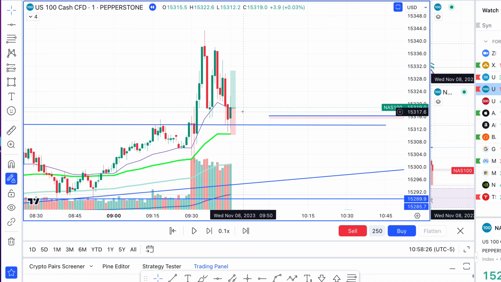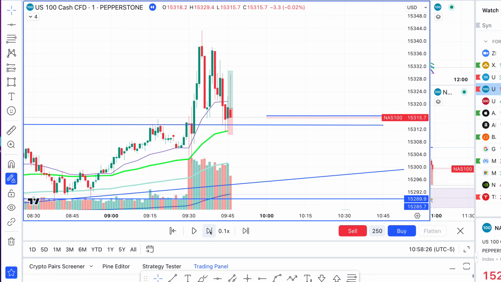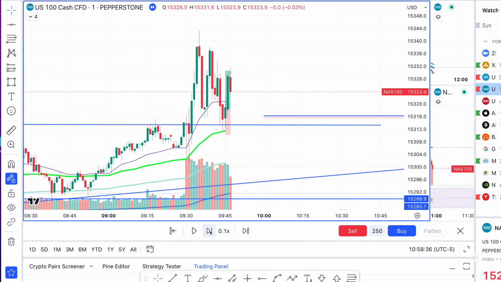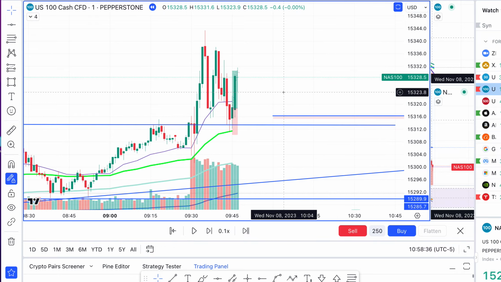Okay, so I bought it here, and I rode it up to this point right here, and it stalled, and I got out. But I made like $1,100 off that. So that was my first trade.